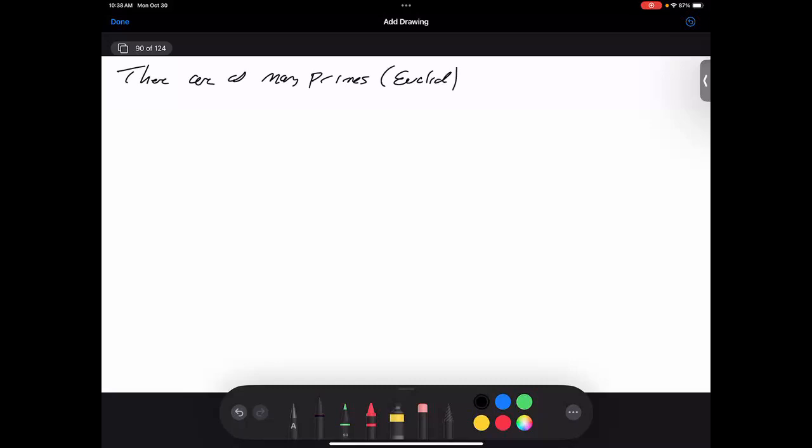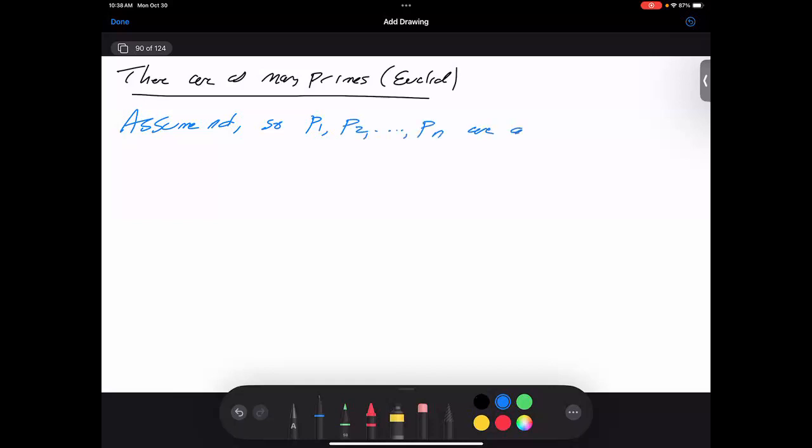And one of the earliest proofs goes all the way back to Euclid. The copyright has long expired. This proof is over 2,000 years old. It's a really nice proof by contradiction. Assume not. So P1, P2, ... Pn are all the primes. Consider x equals P1 times P2 times ... times Pn plus 1.